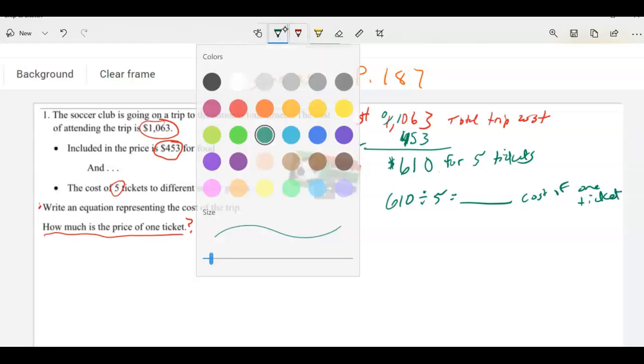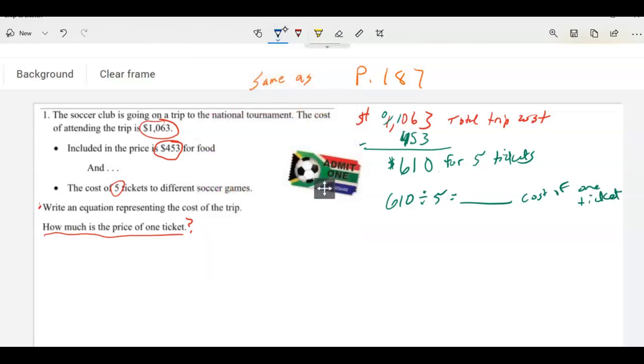Okay, so that'll give us the cost of one ticket. And now, because of inverse operations, we could turn this around. We could say 5 times what number equals 610, and this would also give us our number right here. So this right here would also give us our answer. Okay, so 610 divided by 5.